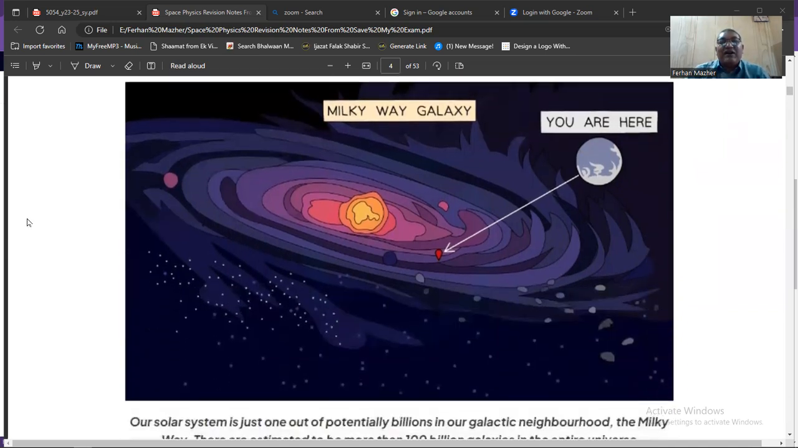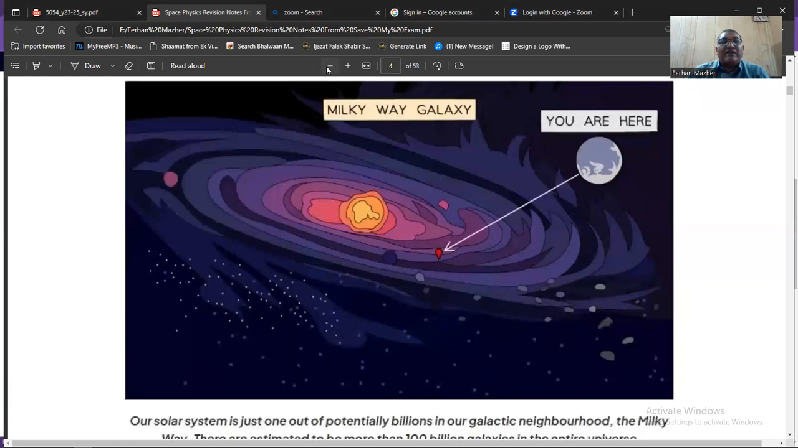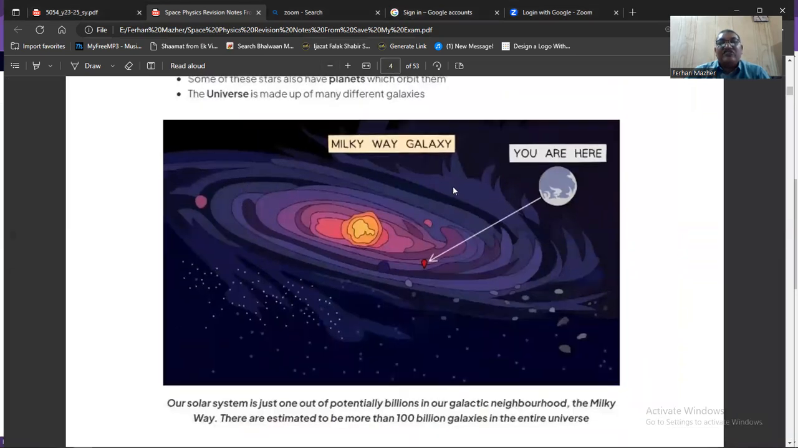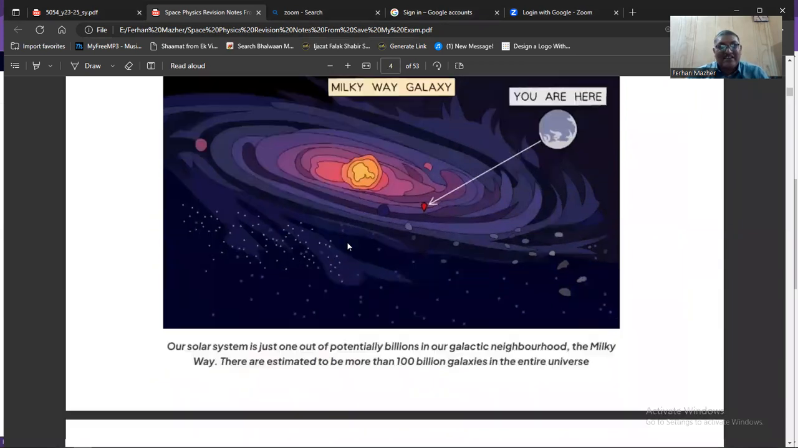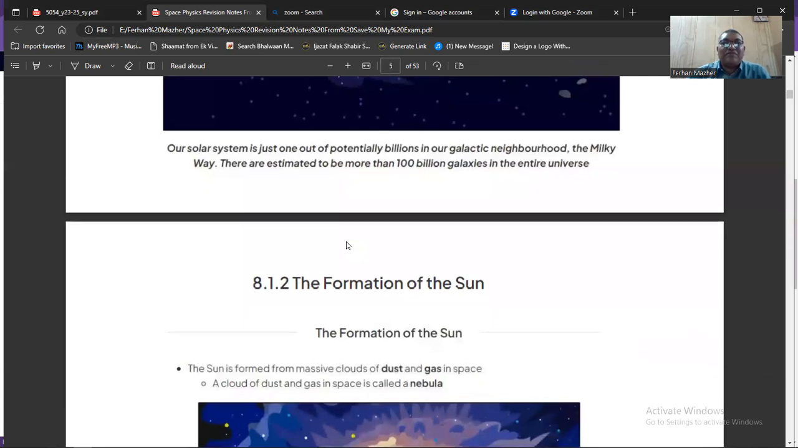Here we have a photo, and let me show you. It says this is the Milky Way, and we are here somewhere. The Earth is here in the Milky Way. Our solar system is just one out of potentially billions in our galactic neighborhood. There are estimated to be more than 100 billion galaxies in the entire universe. 100 billion galaxies, and the Milky Way is one of them.